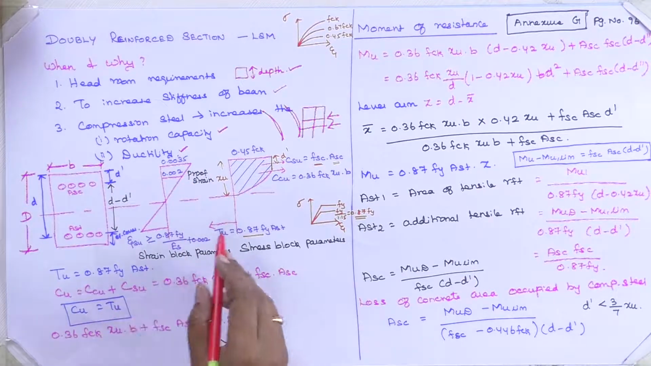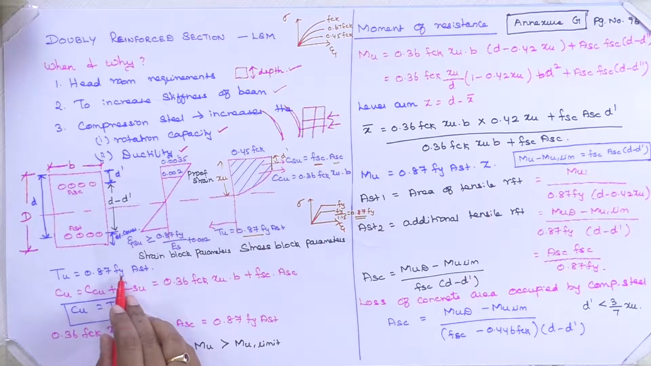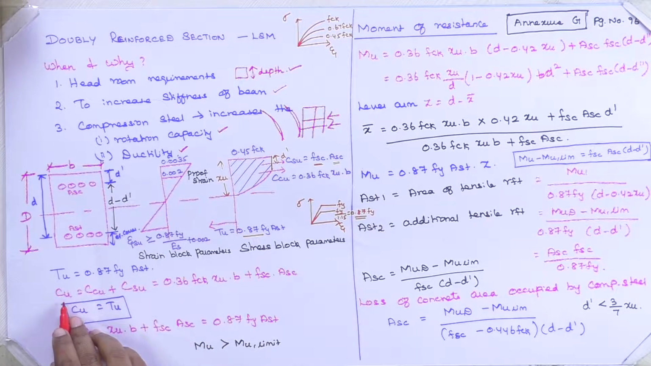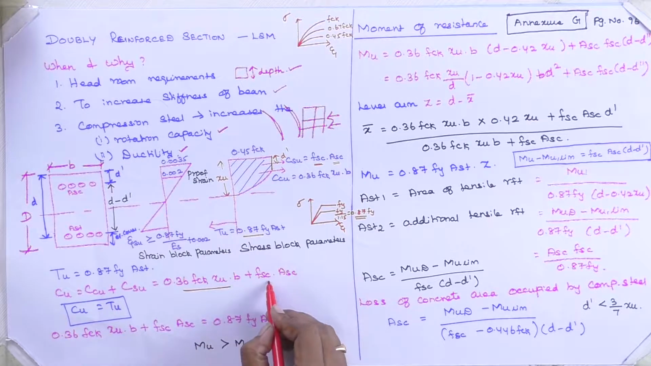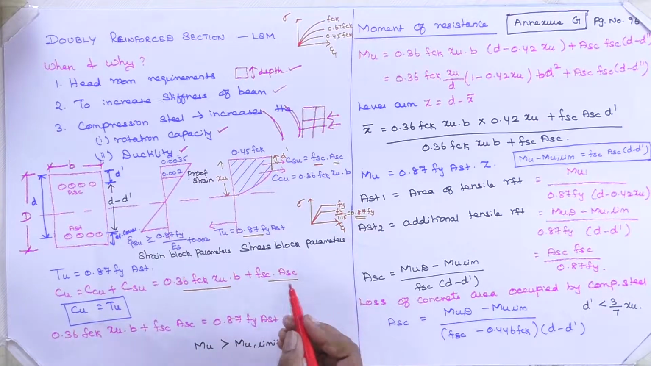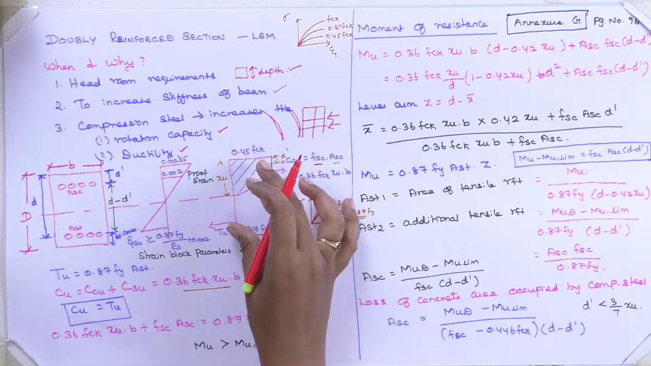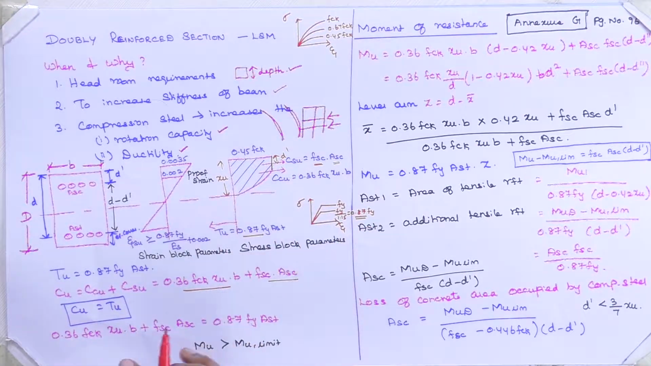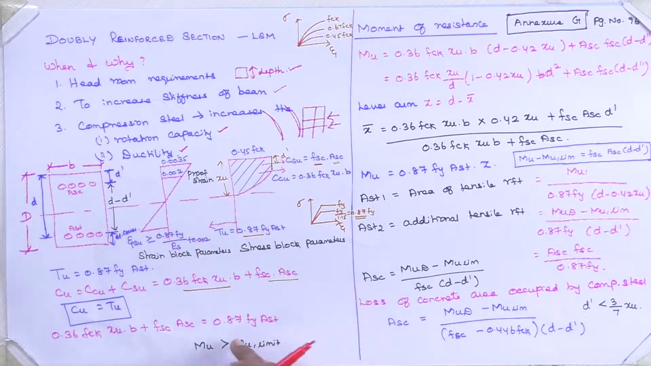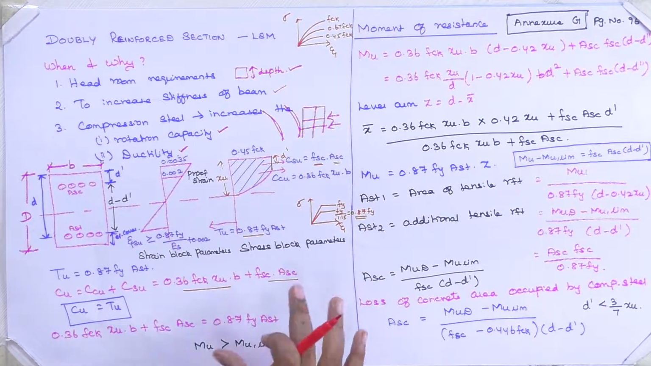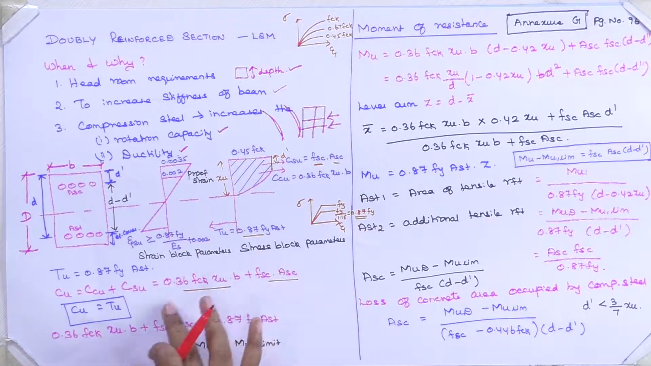Now I can write Tu as 0.87 Fy into AST. Total Cu may be CCU plus CSU, that is 0.36 FCK XU B plus FSC into ASC. Now to maintain my section in equilibrium, I equate Cu is equal to Tu. So I can equate these two equations. So Cu is equal to Tu. Okay, then I will use these conditions.